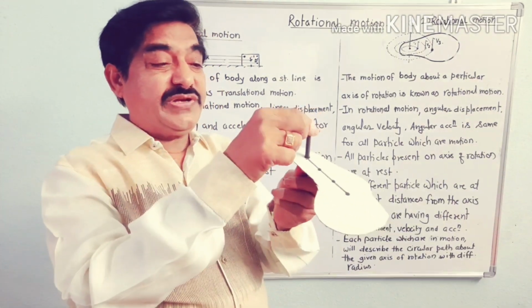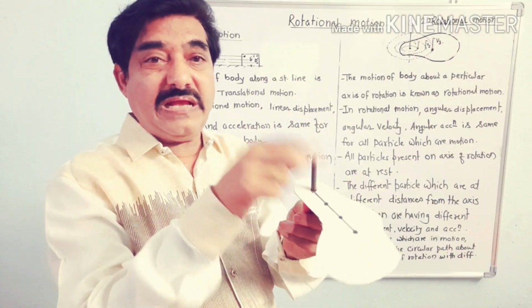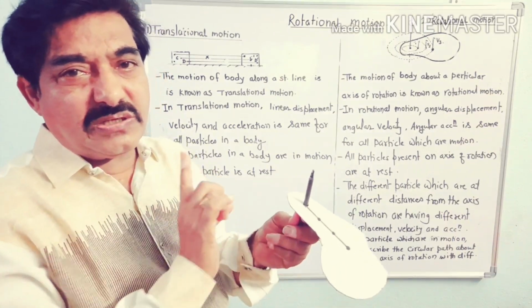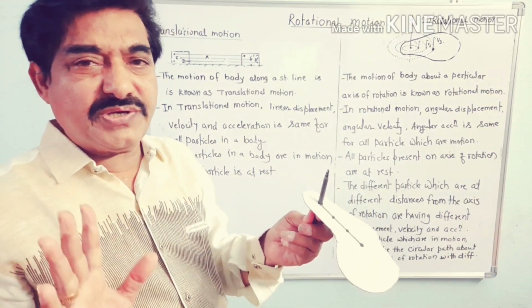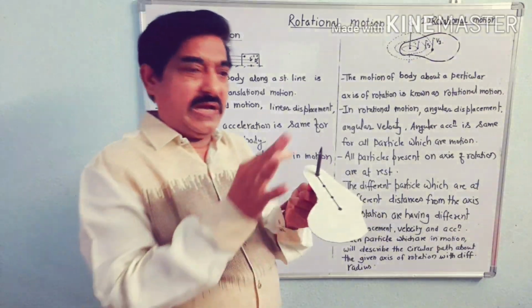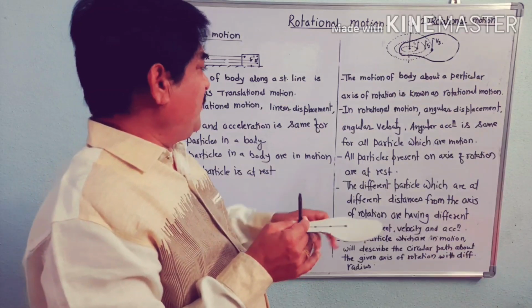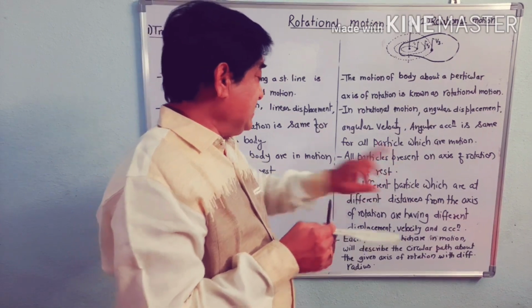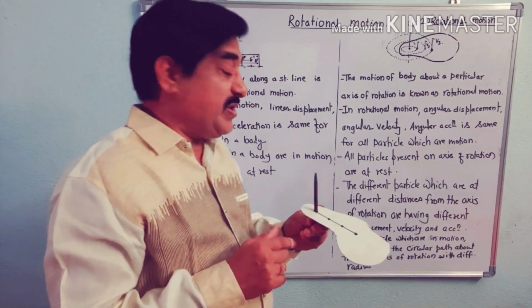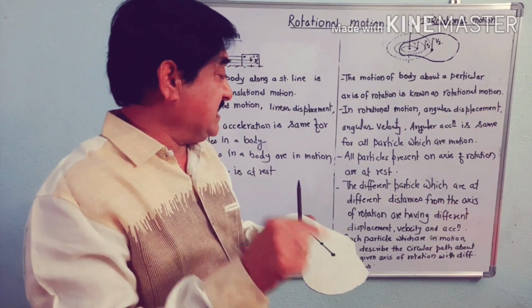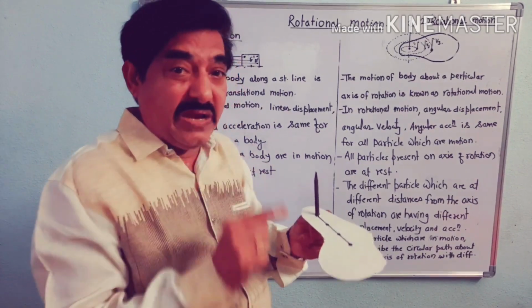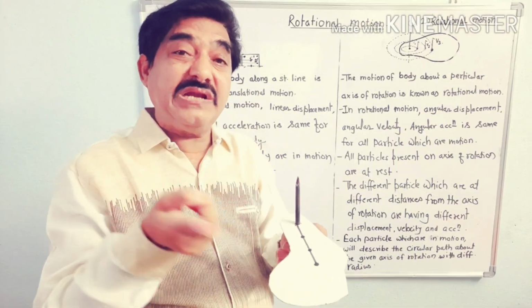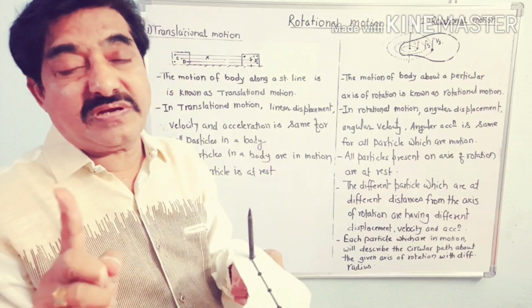Here the particles which are lying on the axis of rotation, they are not in motion, they are permanently at rest. They do not undergo the circular motion or rotational motion. Therefore, they are at rest. So, all particles present on the axis of rotation are at rest. The different particles which are at different distances from the axis of rotation are having different displacement, different velocities and different acceleration in rotational motion.